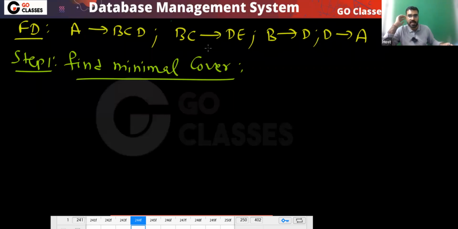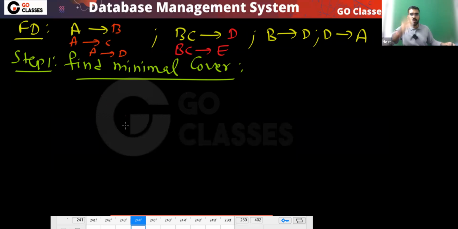Okay, let's check this. Can B determine D? Actually, one more thing I told you before finding minimal cover: RHS must have a single attribute. So for a moment, let's assume they have a single attribute. What you should do is divide them: BC determining D, BC determining E. Similarly, A determining B, A determining C, and A determining D.